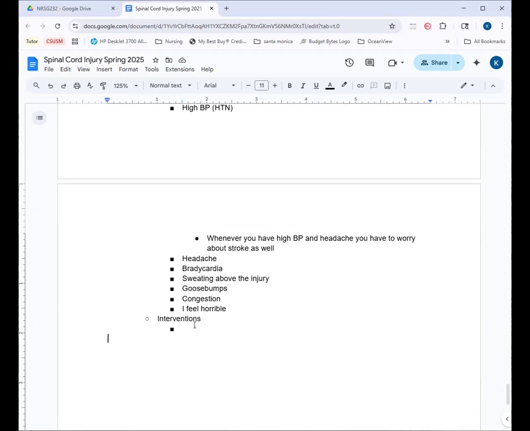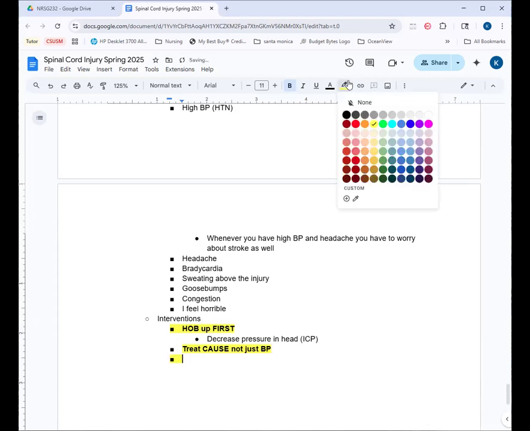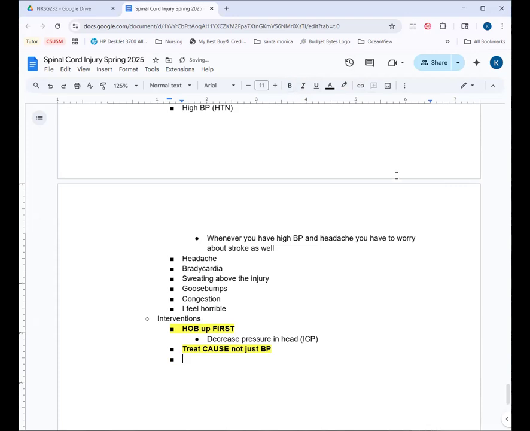Decrease ICP. Oh, that felt like so long ago that we went over that. Good times. But yeah, treat the cause, not just the blood pressure. Because imagine I'm giving them a whole bunch of blood pressure meds, and then we fix the stimuli, and now we've thrown them the opposite direction. That would be my kind of luck. I just want to throw that out in the world. So rapid response team, because you're going to need help.